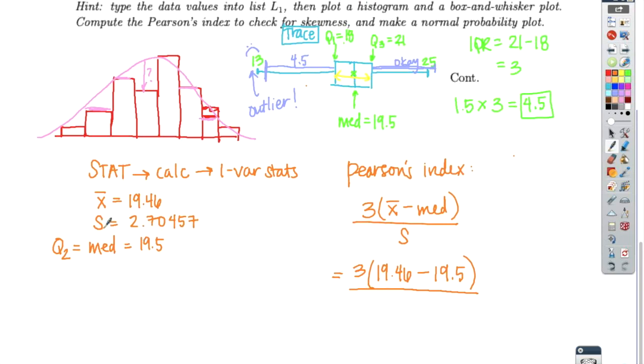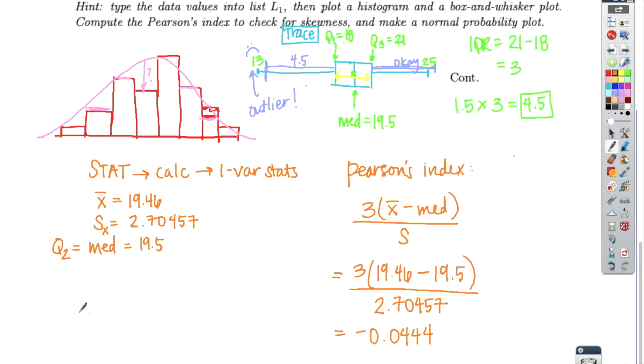And actually in your calculator it has a little X subscript there, but standard deviation, 2.70457. And when I put this into my calculator, careful with parentheses, make sure you get this numerator all together, you should get negative 0.0444. Now, remember, ideally the Pearson's index is 0. So 0 would mean there's absolutely no skew at all.